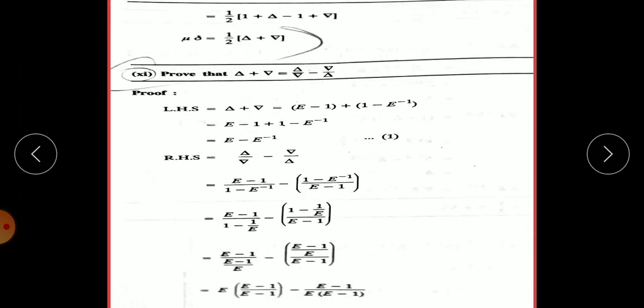And the last one, this is important, they have asked this in previous years. Prove that lambda plus del equal to lambda by del minus del by lambda. So take the left hand side, lambda plus del equal to, this is e minus 1, we know that, and this is 1 minus e inverse, we know that. So you can take e minus 1 plus 1 minus e inverse, this can be written as e minus e inverse after cancelling. Then take the right hand side, this can be written as e minus 1 and this is 1 minus e inverse.